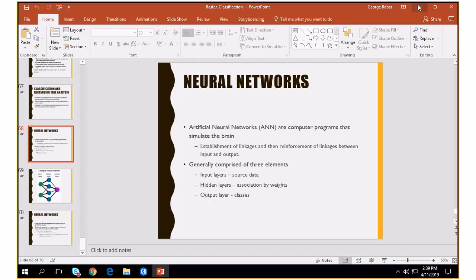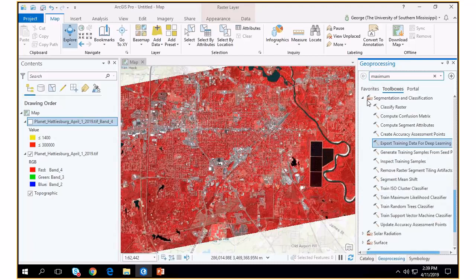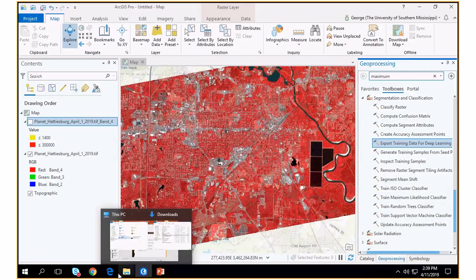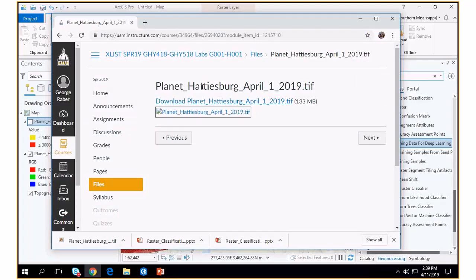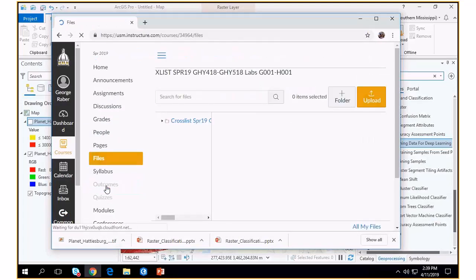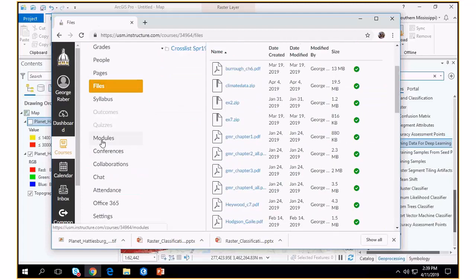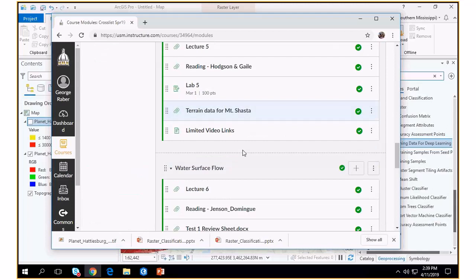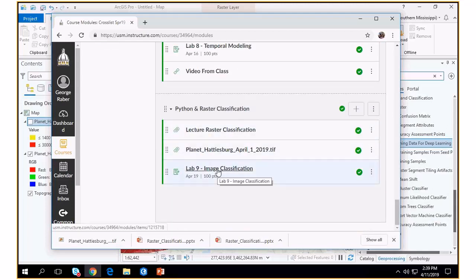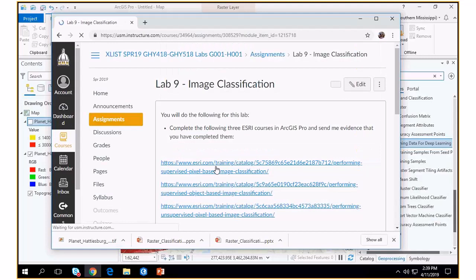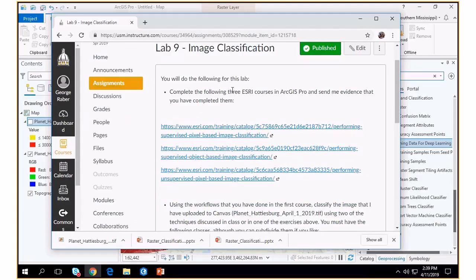Let's see. So let's talk about what I want you to do for the lab. If you go to the modules and you go to the image classification lab. So what you're going to do is ESRI has 3 different courses that talk about doing supervised pixel-based image classification that we did talk a lot about in today's lecture. So you're going to implement maximum likelihood there inside of this course.